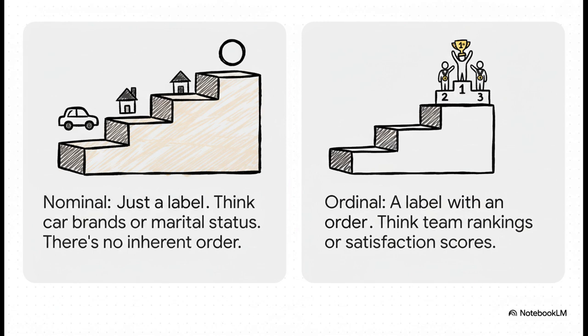Now, one step up from that is ordinal data. Here, the order actually matters. Think about team rankings or a satisfaction score. You know that first place is better than second, but you don't know by how much.